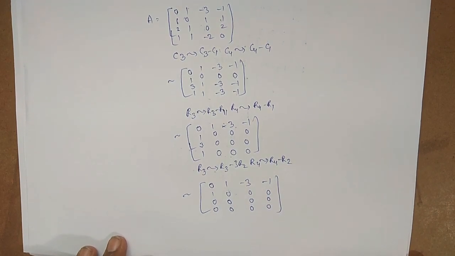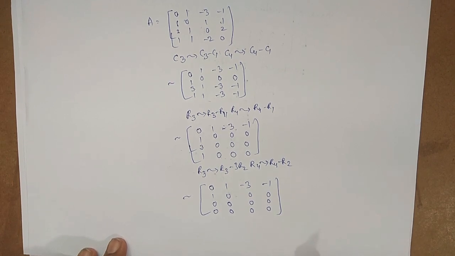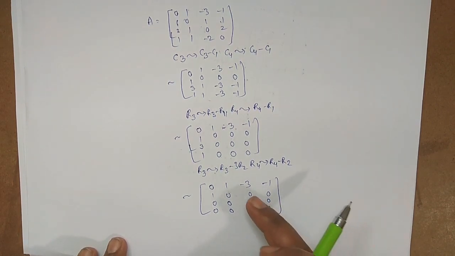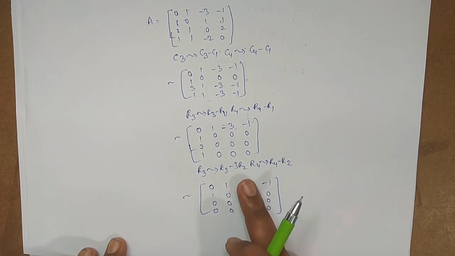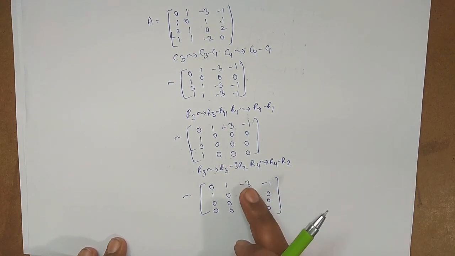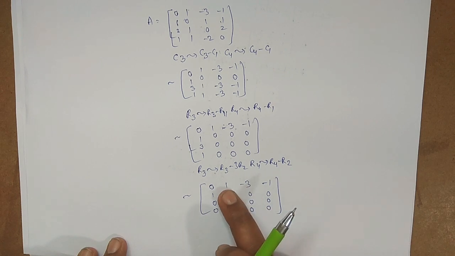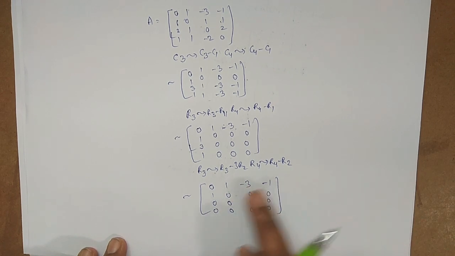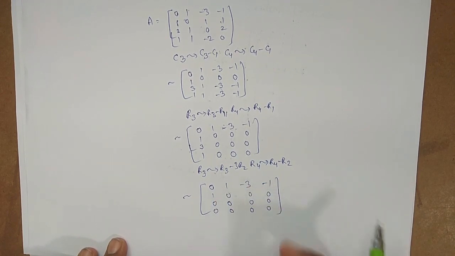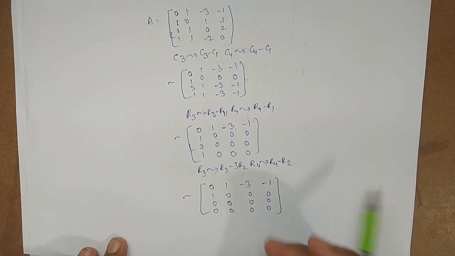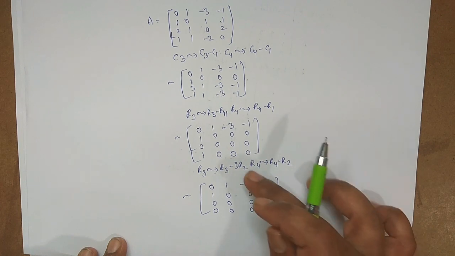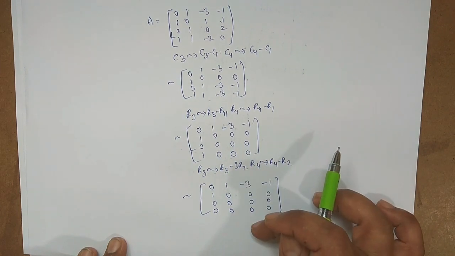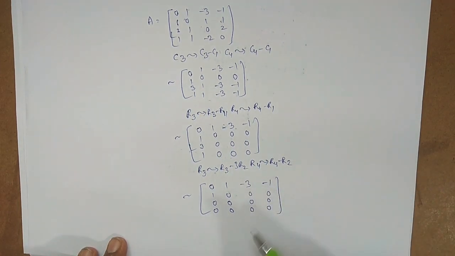Now what is left here again? This minus 3 is left and minus 1 is left. So if you add this element to 3 times this, it becomes 0. If you add these two, it will become 0. So you have to do column operations. There is no way that you can do a row operation. Why? Because all the row elements are 0 in this particular row.